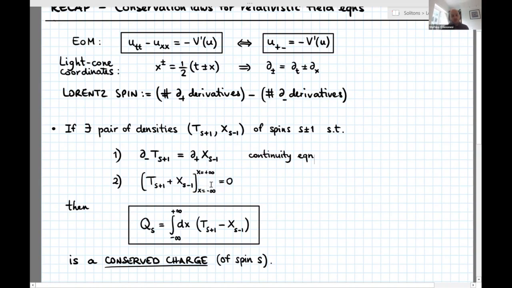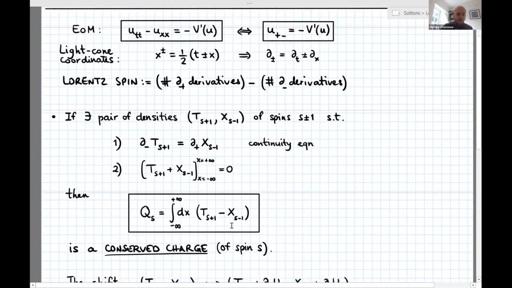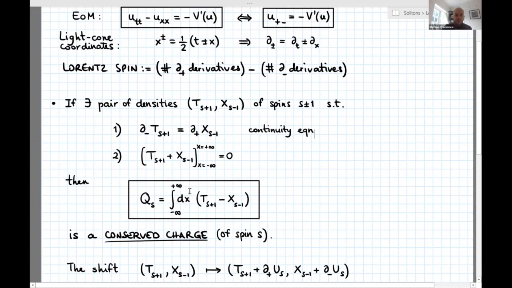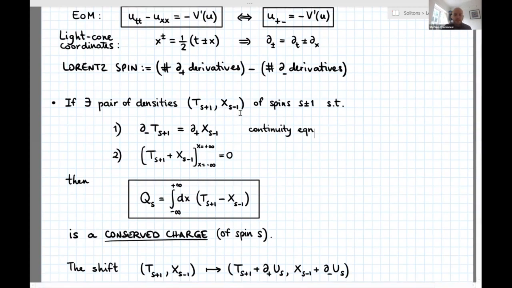So if these 2 conditions hold, then the charge q defined as the integral over space x of t minus x turns out to be a conserved charge. And in fact, it's a conserved charge of spin s. So that's what we're after, a pair of densities t and x of appropriate spins which satisfy these 2 conditions.